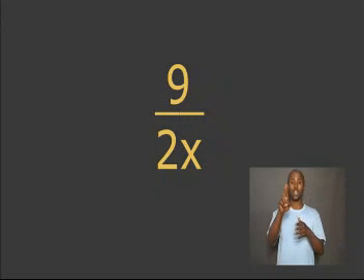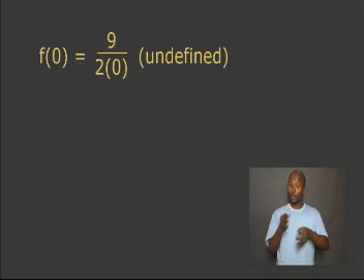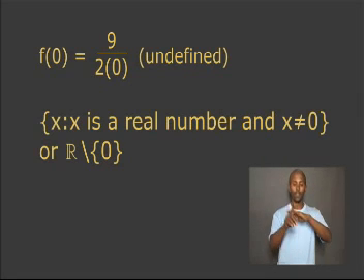If we wish to find the domain of a rational expression, we must set the denominator of the expression equal to 0 and solve. The domain is the set of all real numbers except those numbers which we find by doing this. For example, look at the rational expression 9 over 2x. If we set the denominator to 0, then x equals 0. Thus, the domain of x is the set of real numbers except 0.